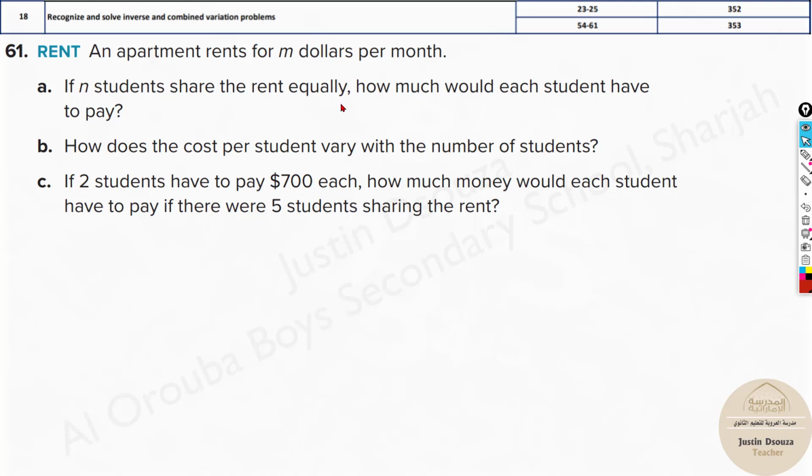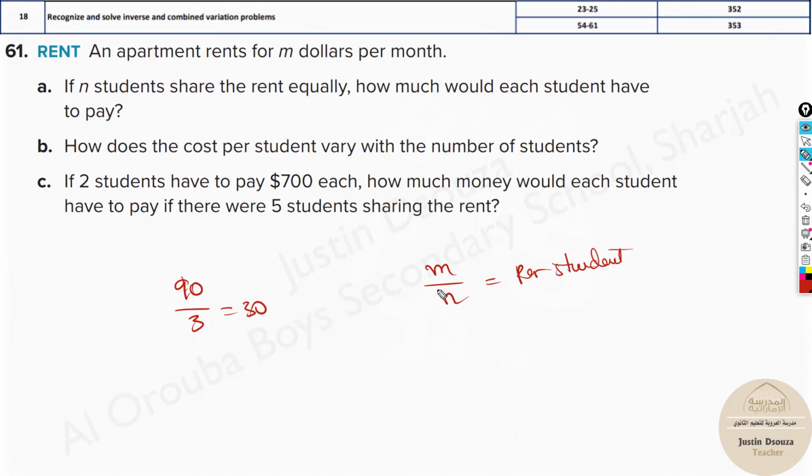An apartment rents for $m per month. If n students share the rent equally, how much would each student have to pay? How does the cost per student vary with the number of students? Okay, so they have told the rent is so much over here. If say rent is m and the students are n, each student will pay m by n per student. Always it's like that. Now just imagine you're going somewhere in a taxi with your friends. The bill is 90 dirhams and you are three people. So how much will each have to pay? Divided by 3, it'll be 30 per person, right?